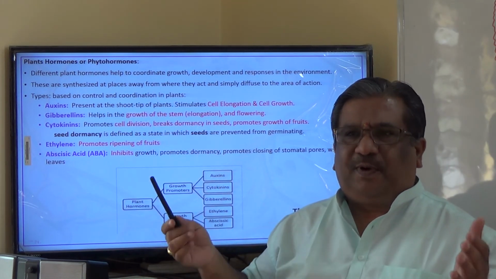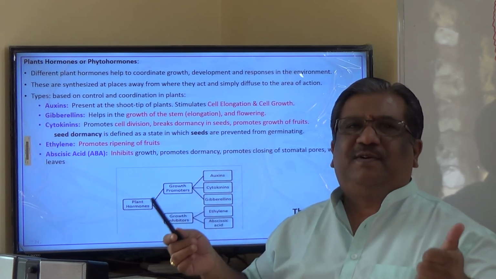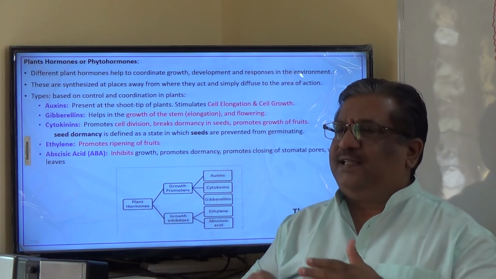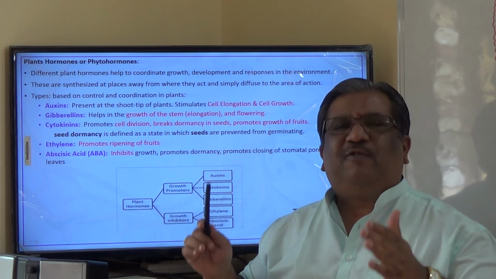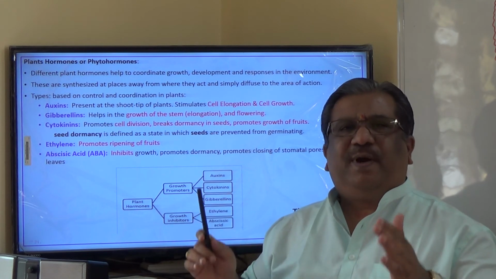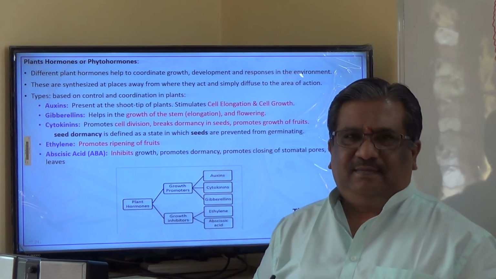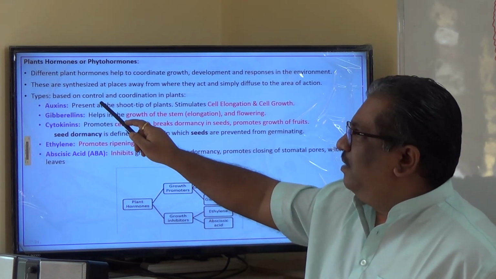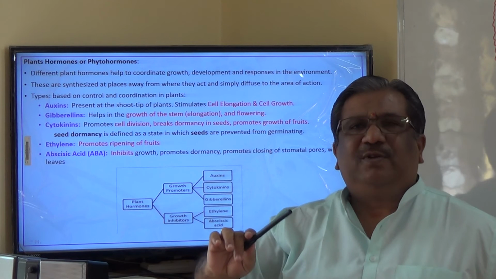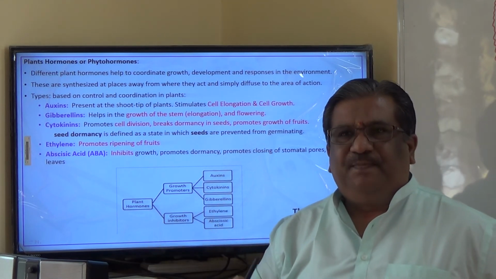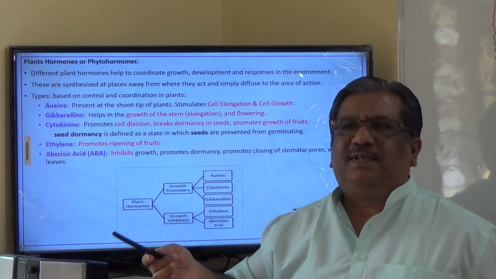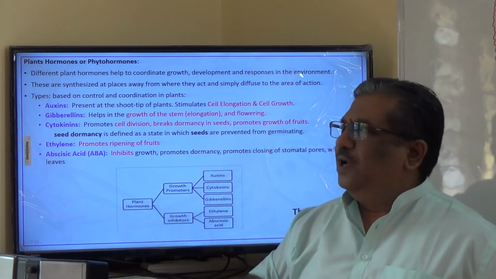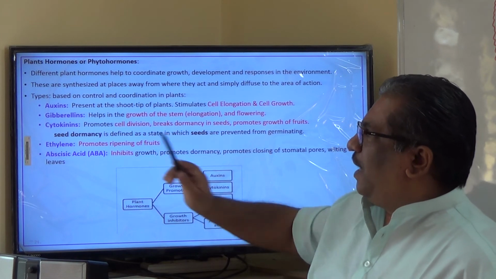The cork, which protects the tree from cold weather, temperature, fungus infections, viruses, etc., is very sturdy. It has achieved maturity, a particular size, shape and function, and it's a dead cell. These hormones are synthesized at a particular place, move towards a particular region and act there in terms of growth. So what are the different types of plant hormones?